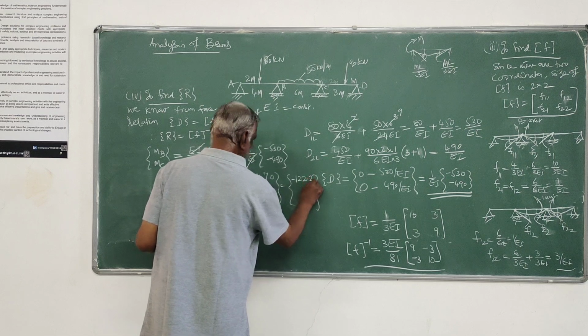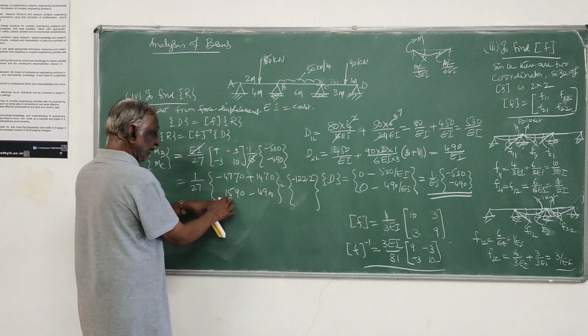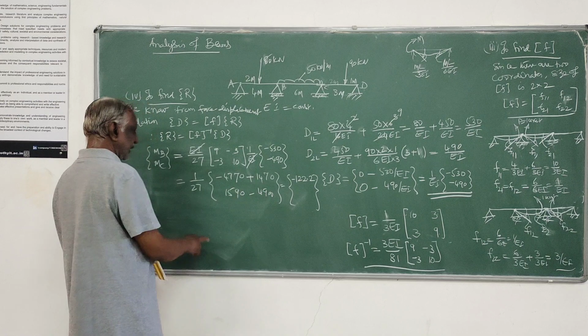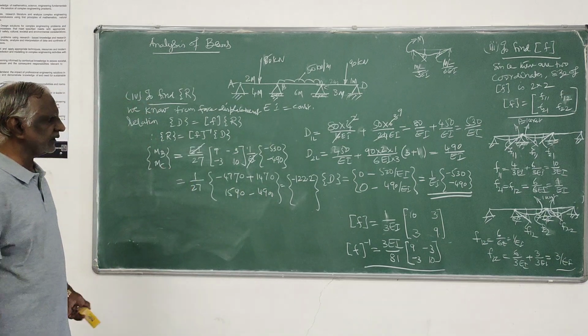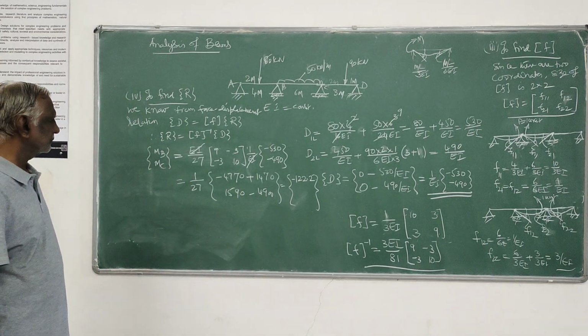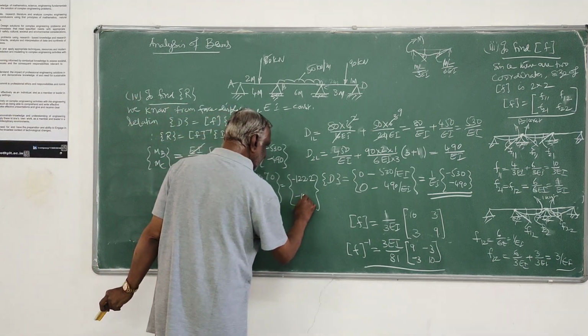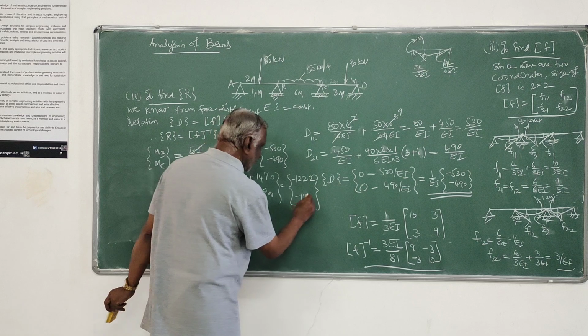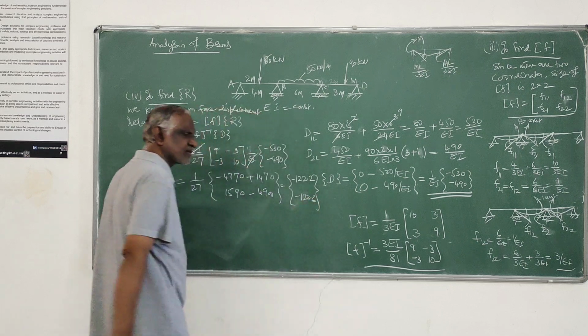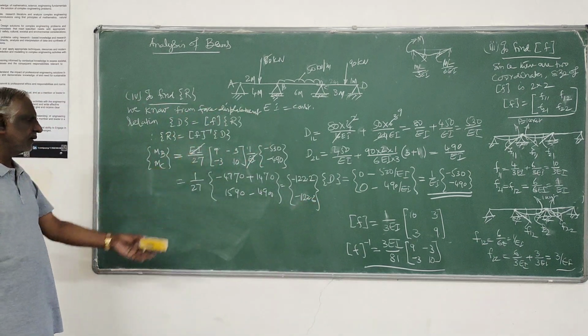122.22. Then what about this? 1590 minus 4,900 divided by 27. Minus 122.59. This also, 122.56. So these are the moments.